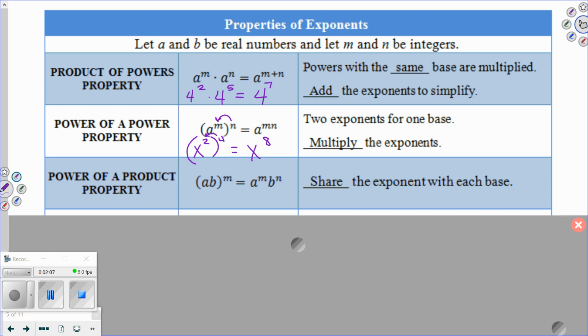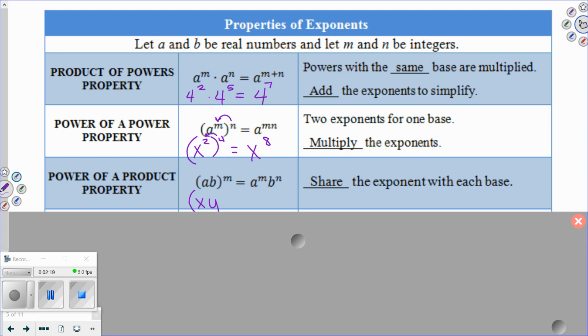All right, next one on here. Similar to this one, it's just saying if you have more than one thing inside of here, it's going to go to all of them, right? It distributes to everything. So if I have x and then y squared, and I take that to the 5th.